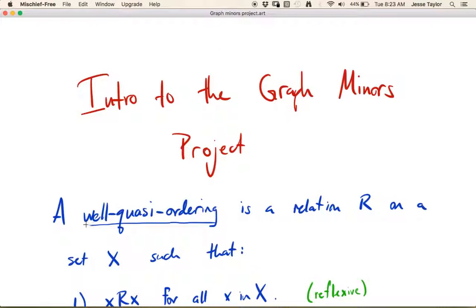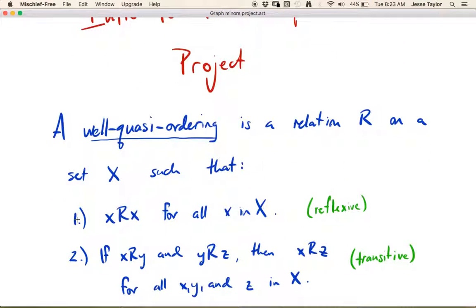So this definition is going to be very similar to the one about equivalence relations that we saw several videos back. So a well-quasi-ordering is a relation R on a set X such that two of our requirements for equivalence relations still hold. That is reflexive and transitive. So X is always related to itself, and if you have X is related to Y and Y is related to Z, then that means that X is related to Z. Okay, so those two properties, reflexive and transitive, still hold.